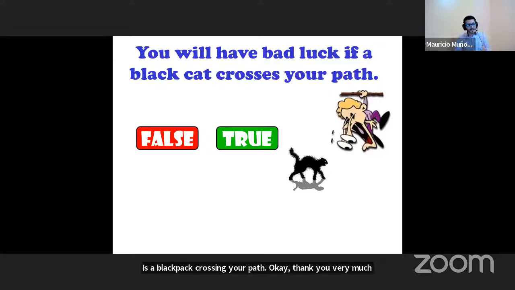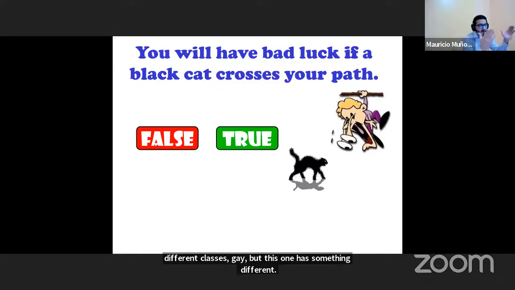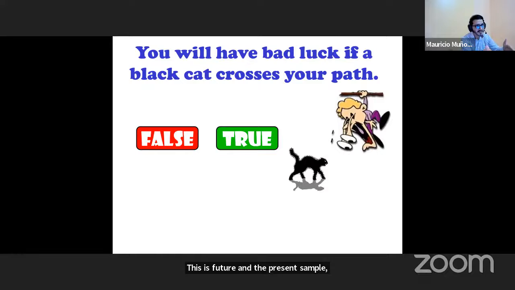Remember that yesterday I explained that a conditional is, let me see, how can I put this? Any conditional in English, we need to separate it by a comma. Actually, we have two different clauses, okay? But this one has something different. This is future and the present simple, you see? Action and consequence, okay?